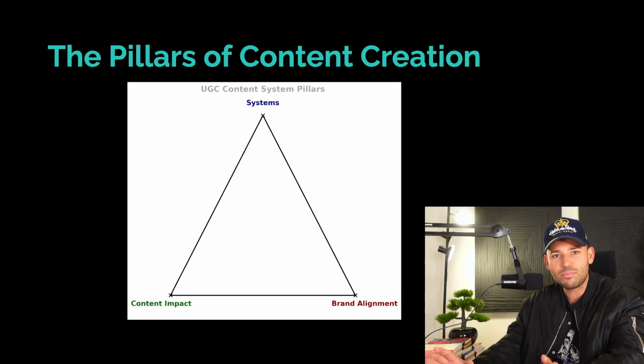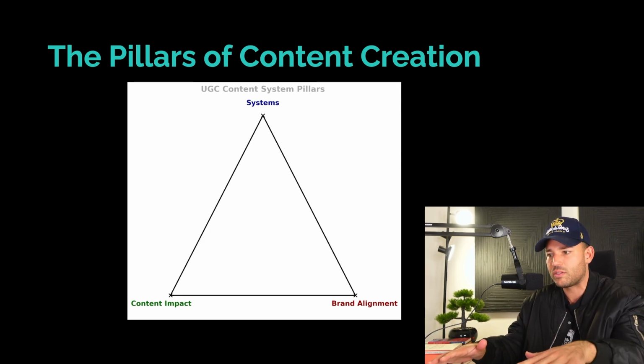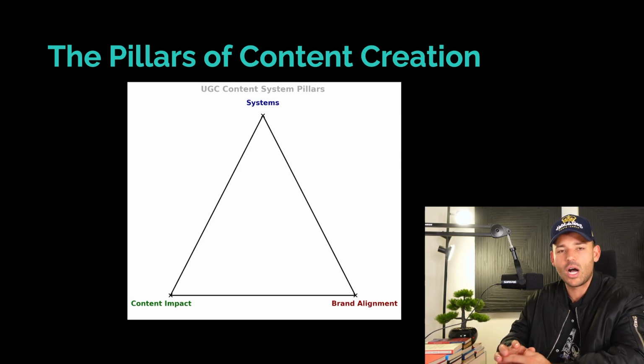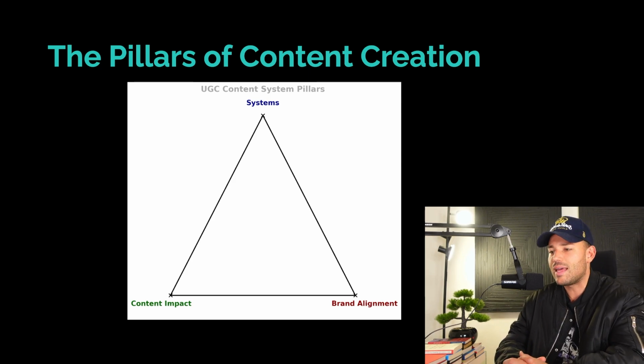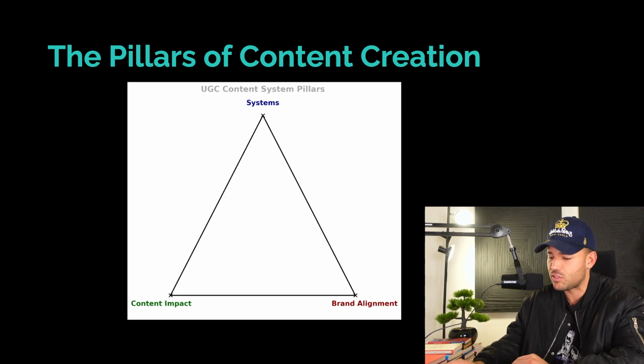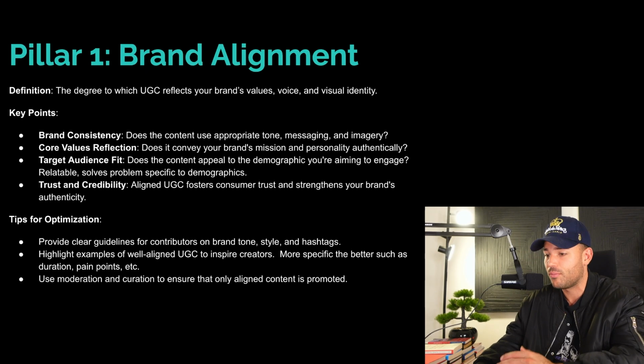So these are the main pillars of content creation when it comes to UGC for ecom brands. We have the brand alignment and the content impact on the bottom. That's our foundation, but it's all brought together by systems. Because if we don't have systems to create this level of content around for each brand, then it's going to fall short. And we can't systematize and automate things on a consistent basis and get consistent results to scale.